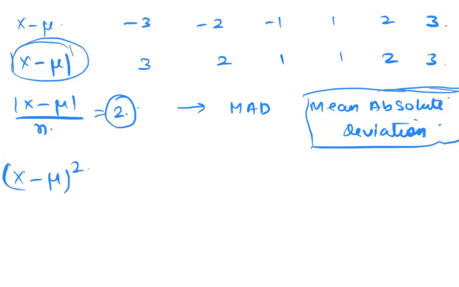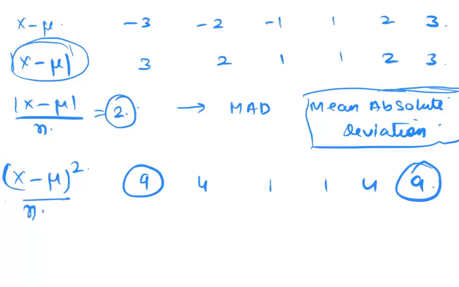All these numbers where there are signs involved and you want to eliminate the sign problem, then you can square these numbers. So what will that do? -3 will become 9, this will become 4, this will become 1, and then 1, 4, and 9. So now 9 and 9 are the same thing. So -3 and 3 now get treated as both as 9. So they're both the same thing. And then you take an average of this. This term, sigma x minus mu whole square by n, this is called variance.